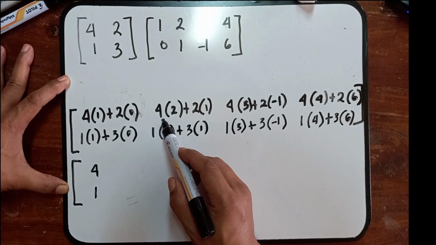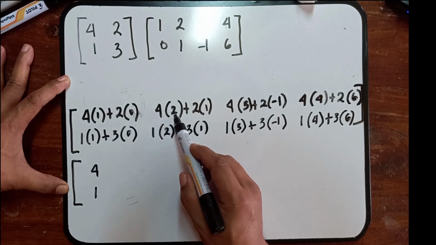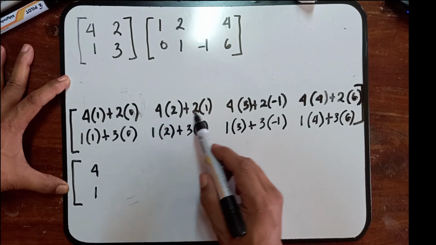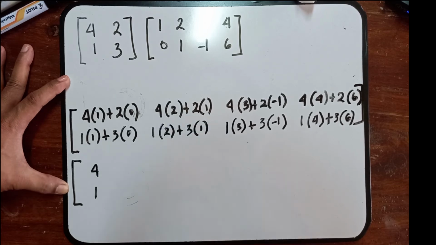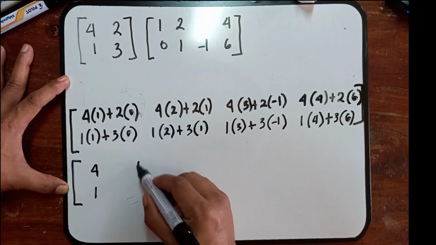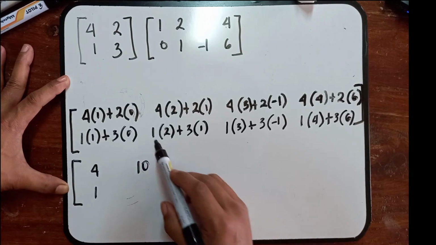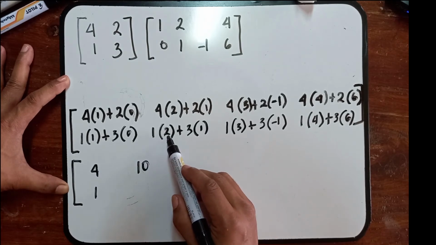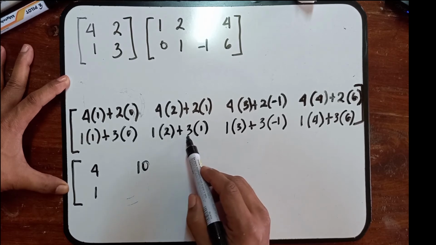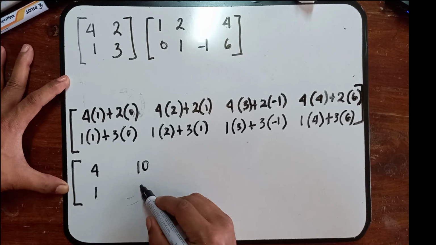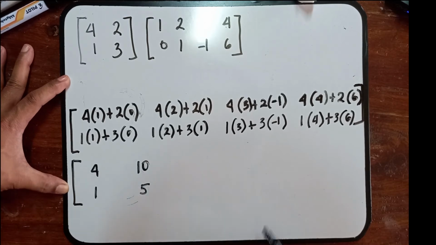And then for this, 4 times 2, 8. And then 2 times 1, that is 2. So 8 plus 2, we have 10. And then 1 times 2, that is 2, plus 3 times 1, that is 3. So 2 plus 3, that is 5.